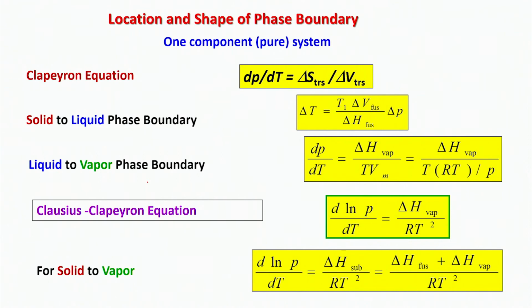So, to summarize this portion, we have studied the location and the shape of phase boundaries in terms of one component or a pure substance. We wrote down the Clapeyron equation, whereby we found that dP dT is equal to delta S transition by delta V transition. Then we looked at the solid to liquid phase boundary, and when we applied the Clapeyron equation to this situation and integrated the resultant differential equation, we found that for a change delta P of the equilibrium pressure, there will be a change delta T in the melting point, which is given in terms of measurable quantities for this transition, namely delta V fusion and delta H fusion.